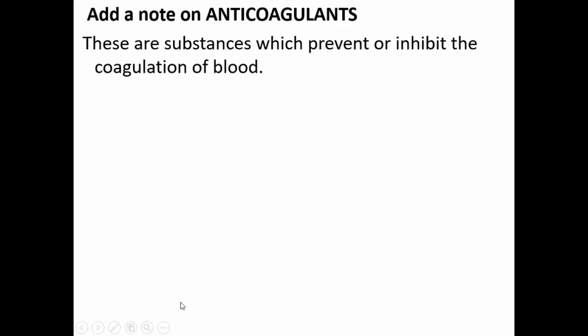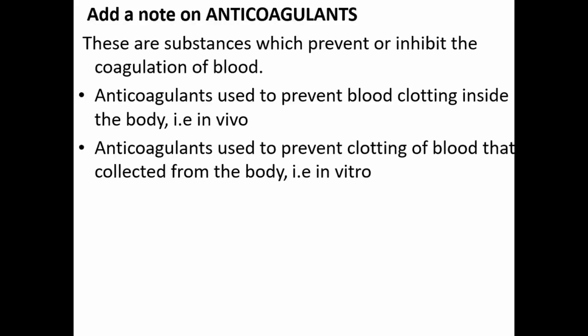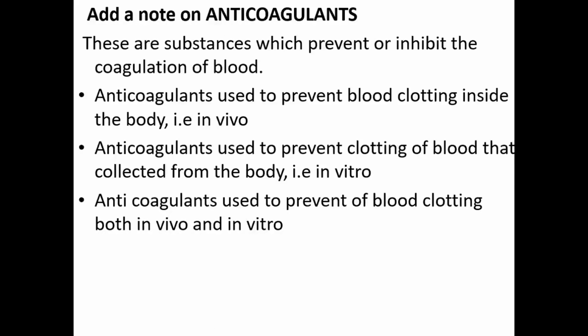Then, add a note on anticoagulants. Anticoagulants are the substances which prevent or inhibit coagulation of blood. Some anticoagulants are used to prevent blood clotting inside the body, that is in vivo. Some are used to prevent clotting of blood collected from the body, that is known as in vitro. Some anticoagulants are used to prevent both in vivo and in vitro clotting.